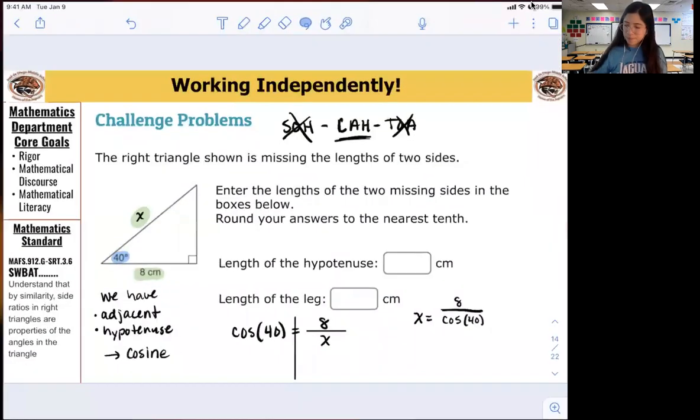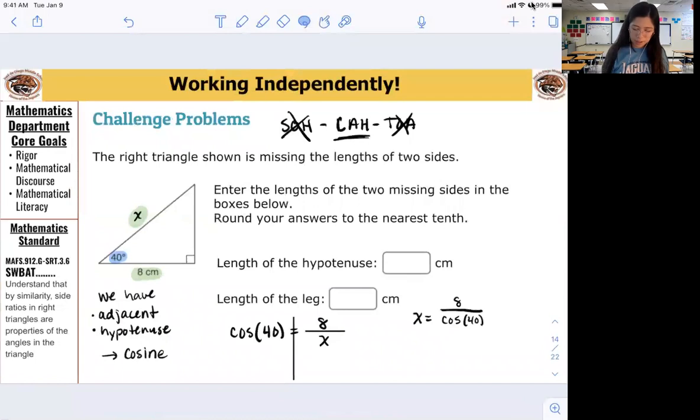10.44. And we're rounding it to the nearest tenth. I cleared mine, so now I forgot what it is. I got it. It was 10.44. So which number do I round to if it's to the nearest tenth? I'm pretty sure, wait, that's ones. The first 4 after the period. Good. So this is 10.4 centimeters.